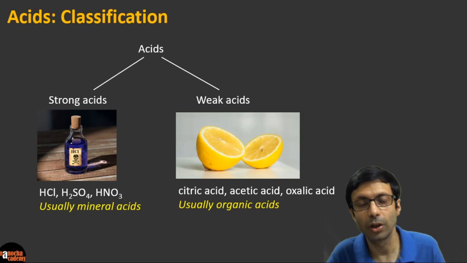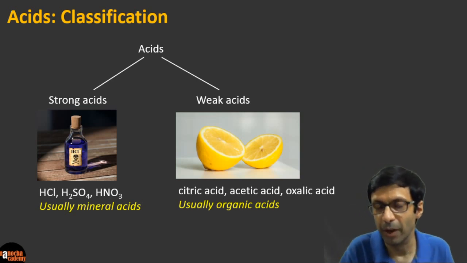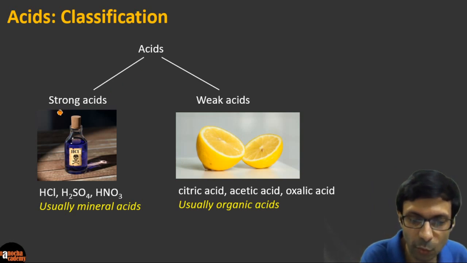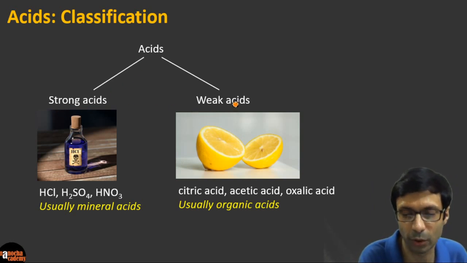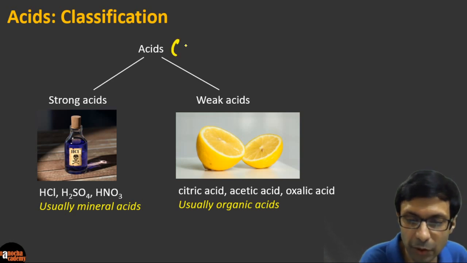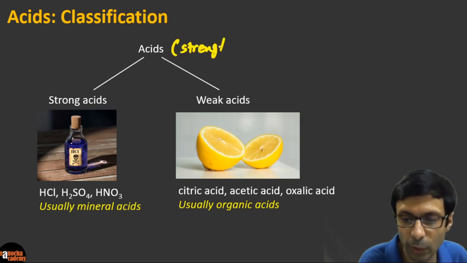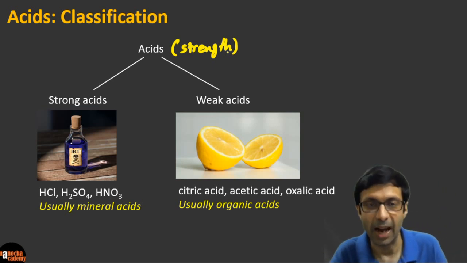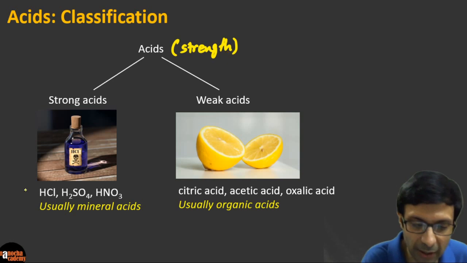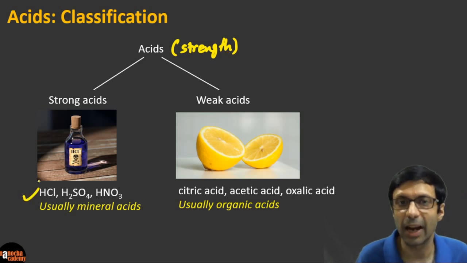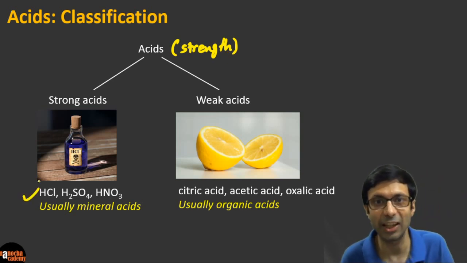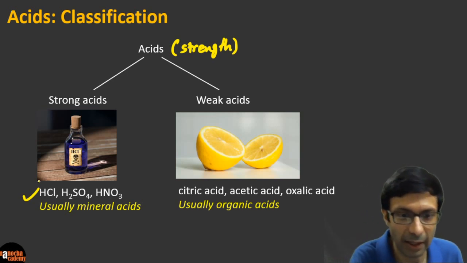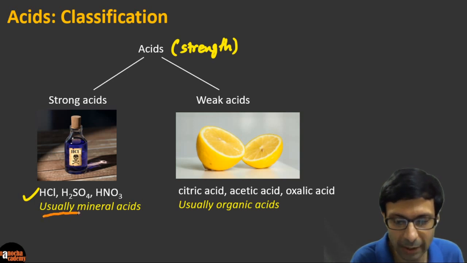Now we talked about classifying them as mineral, inorganic or organic acids. Here's another way to classify acids. We can classify based on their strength. So we can say, is it a strong acid or a weak acid? Usually the examples of strong acids are, as you can see here, HCl, hydrochloric acid, sulfuric acid, HNO3, nitric acid. These are good examples of strong acids, and they are usually the mineral acids.